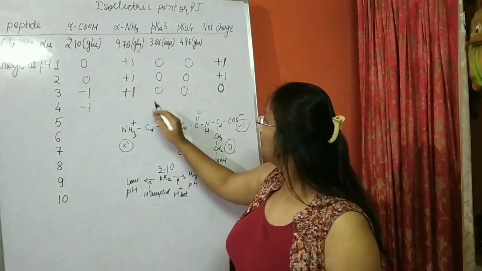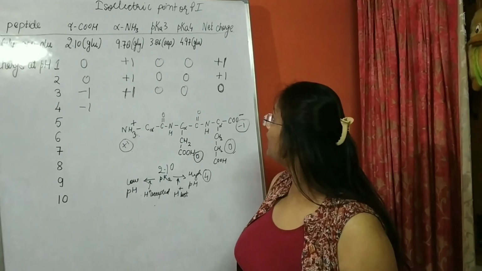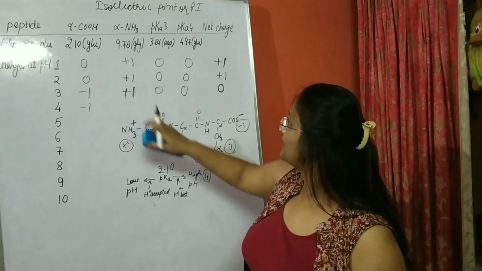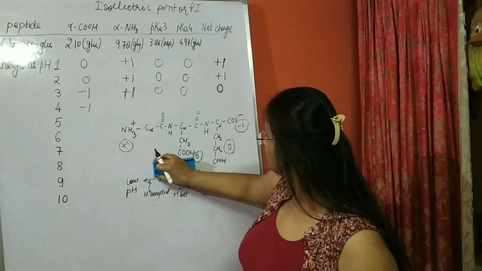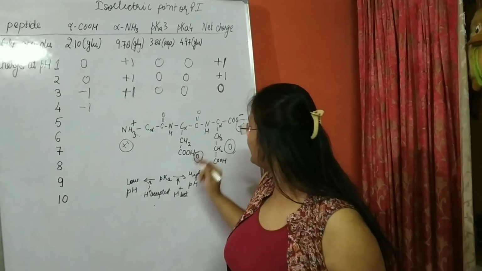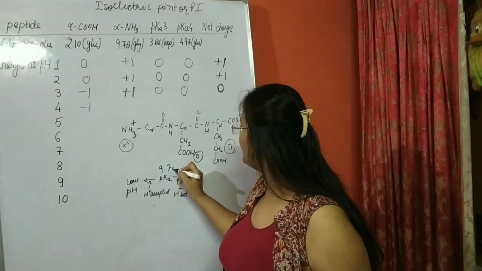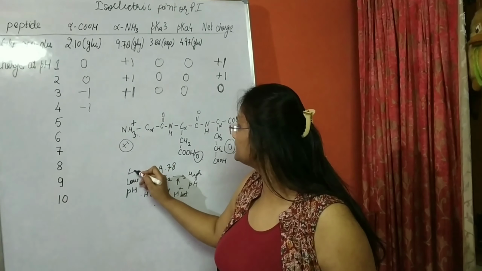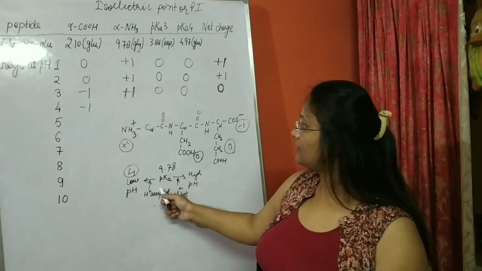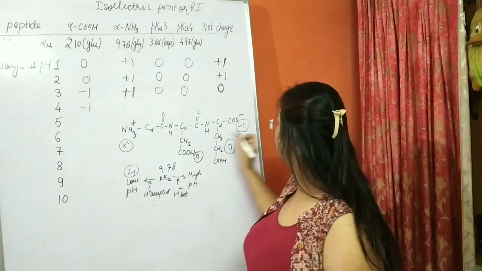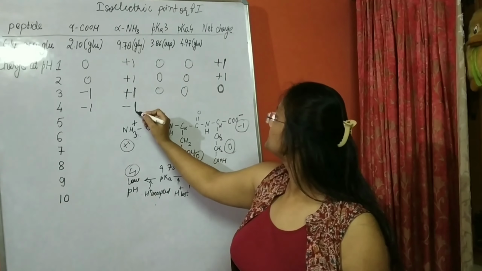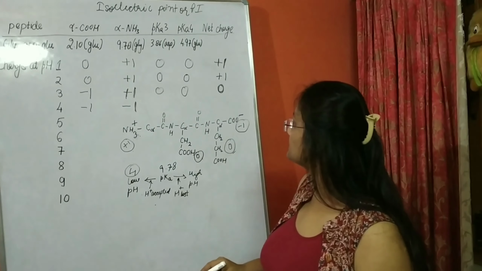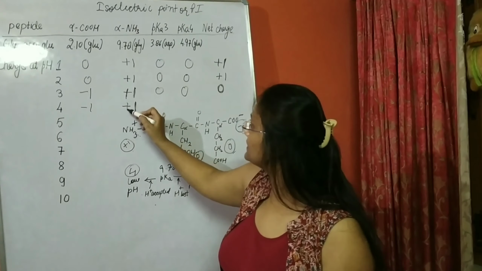But for this one, alpha NH3, since pKa is 9.78 and we have kept it at pH 4, which is lower, H plus will remain accepted over here. Here it is plus 1, not minus.